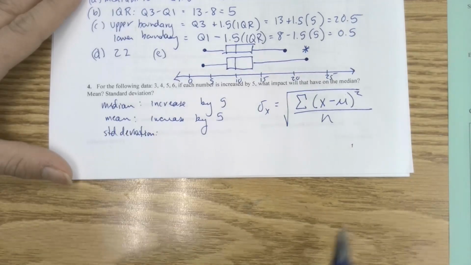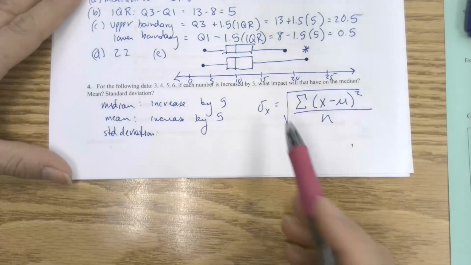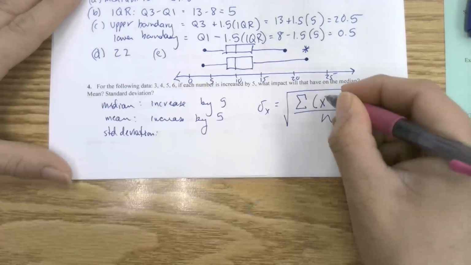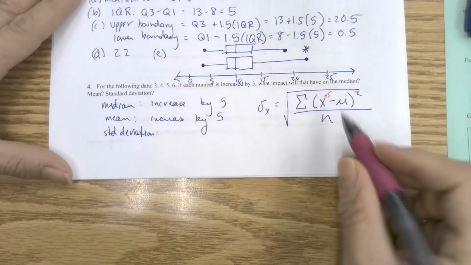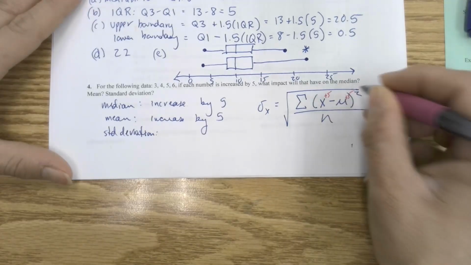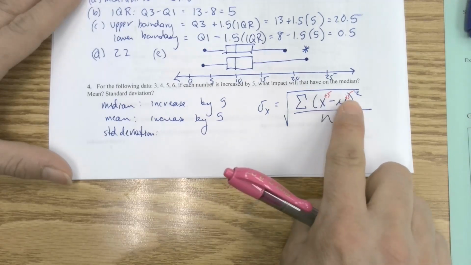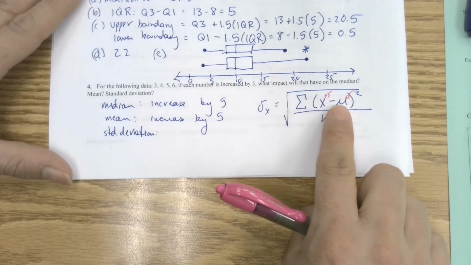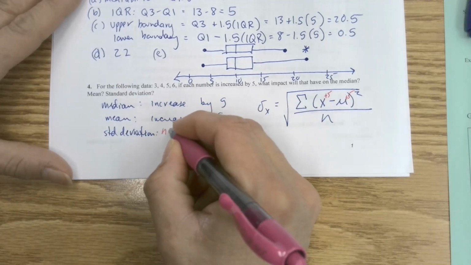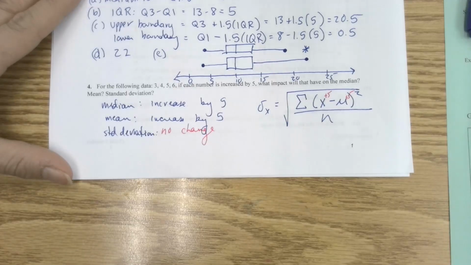So I want you to imagine that I increased all of my values by 5. So this x value would increase by 5, but the mean would also increase by 5. And so if both of these increase by 5, their difference doesn't increase at all, which is why there is no change on your standard deviation.